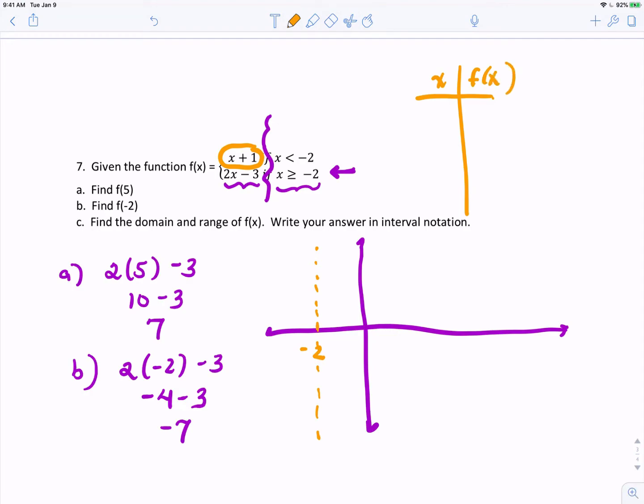So for example, at -3, f of x would be equal to -2. At -4, f of x would be equal to -3. We know that this is a line that has a slope equal to 1. And so at -3, we would be at -2. At -4, we would be at -3. We would have a line coming like this. And then we would have a circle here at -2, because now we're going to use the second rule.